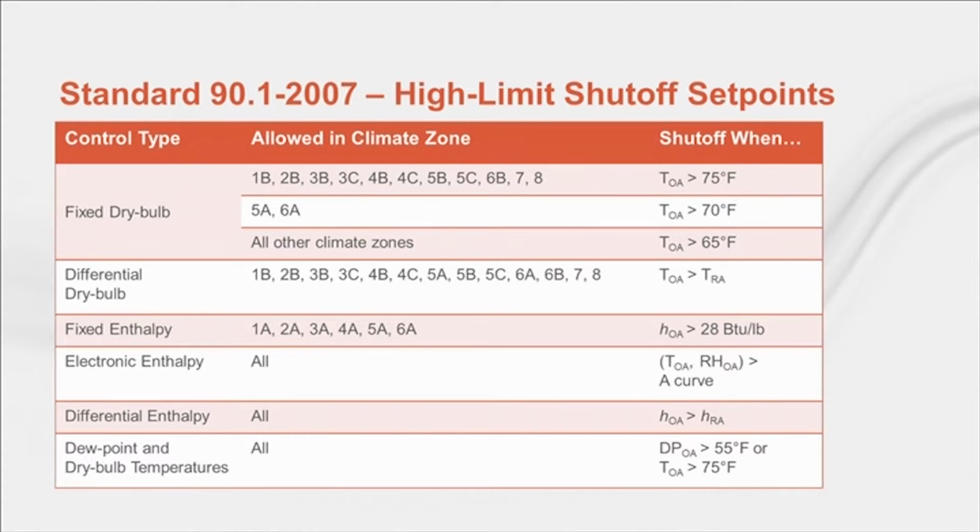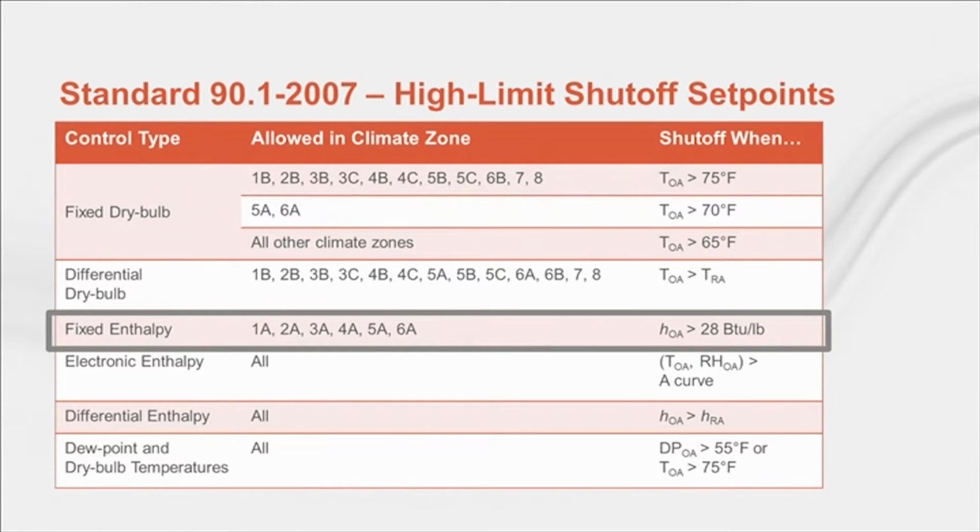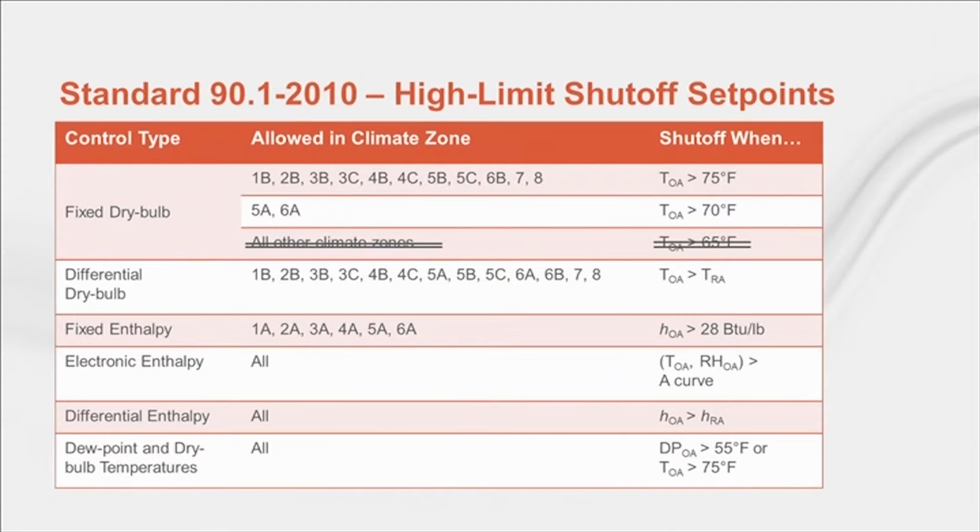For example, consider a package rooftop being installed in Danbury, Connecticut. This is in climate zone 5A. If the unit is controlled by dry bulb temperature, the set point will be 70 degrees. And if it uses fixed enthalpy control, it'll operate when the outdoor enthalpy is less than 28 BTUs per pound. The 2010 version removed the fixed dry bulb temperature control for all other climate zones, but the rest of the table, like the song, remains the same.